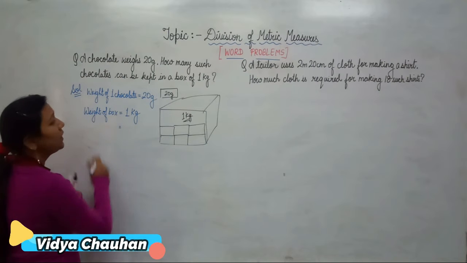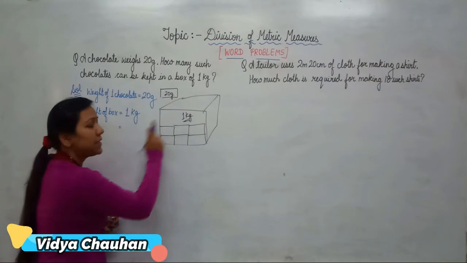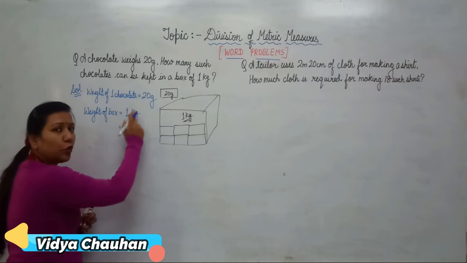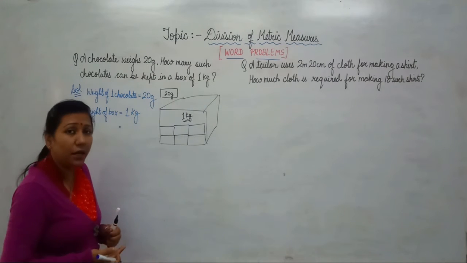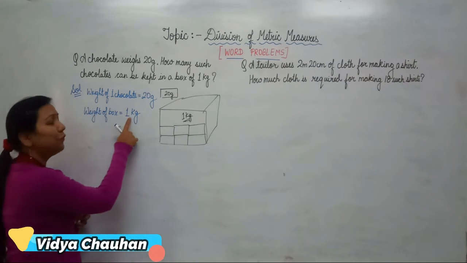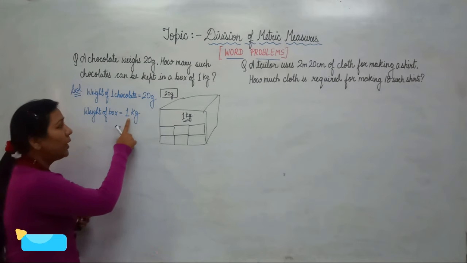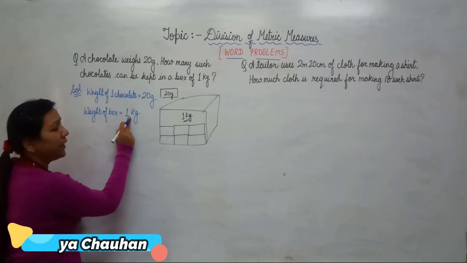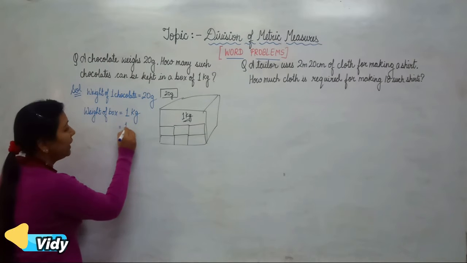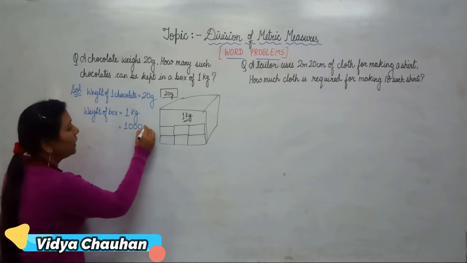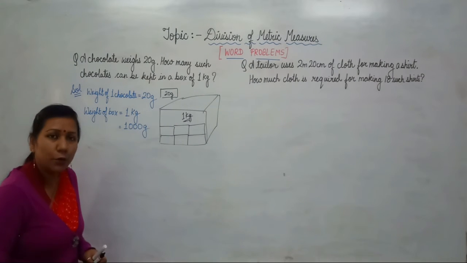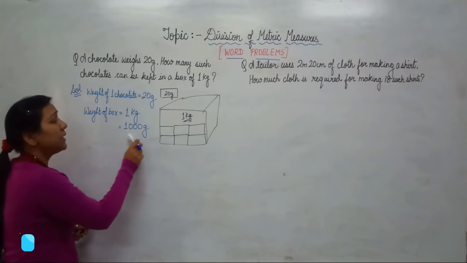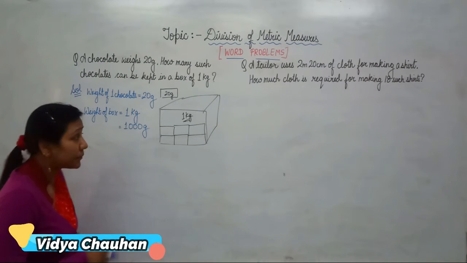So if we have to put these chocolates in the box, the most important thing is that both the terms should be in the same metric unit. So what we will do? Very first we will be converting 1 kilogram to grams. How many grams are there in 1 kilogram? Yes, 1 kg is equal to 1000 grams. That means the total capacity of the box is 1000 grams.